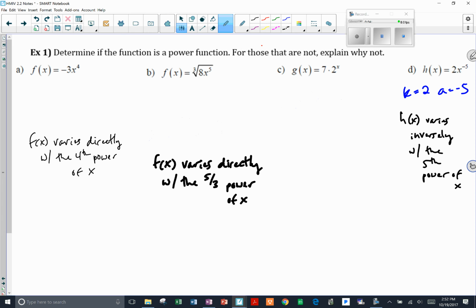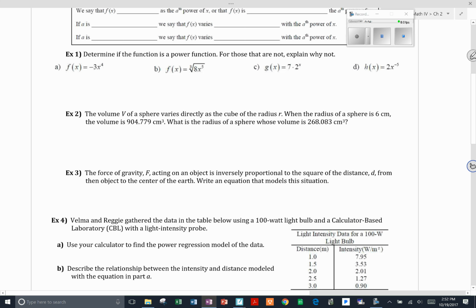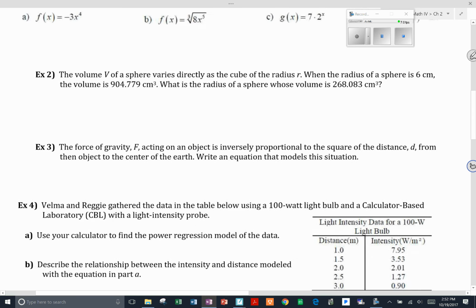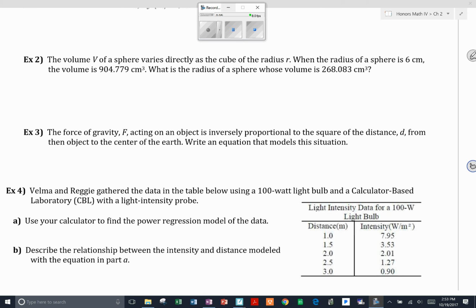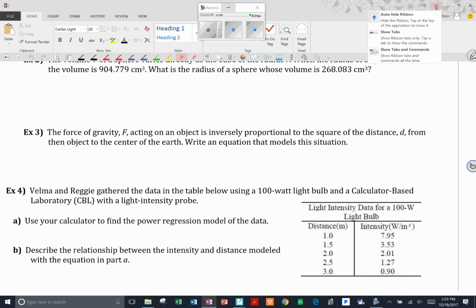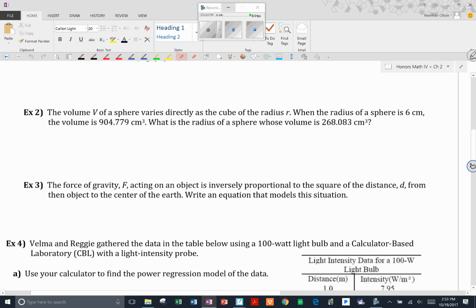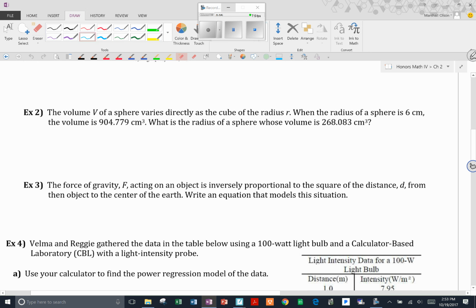All right, let's take a look at the next example there. The volume V of a sphere varies directly as the cube of the radius r. And the radius of a sphere is 6. The volume is 904.779. What they've done here is they've given us a complete pair of values with the 6 and the 904.779. We have both the radius and the volume. So we can actually use those to find the k value.